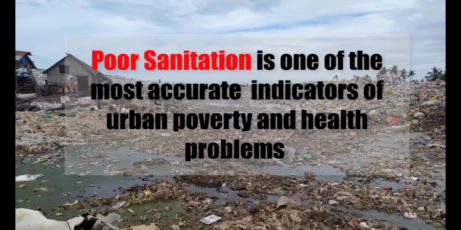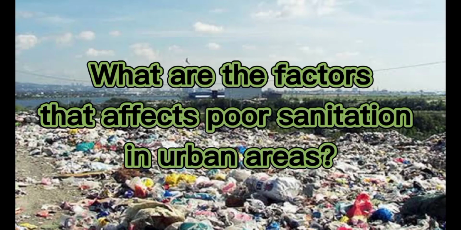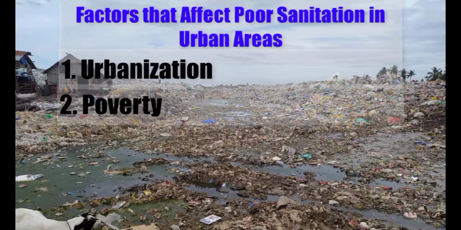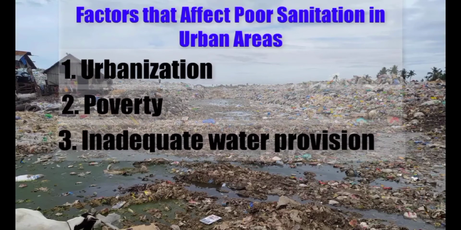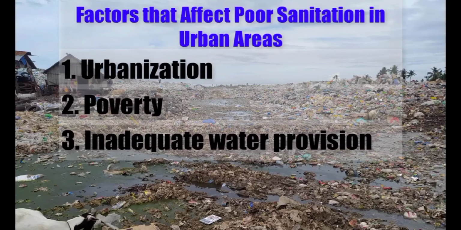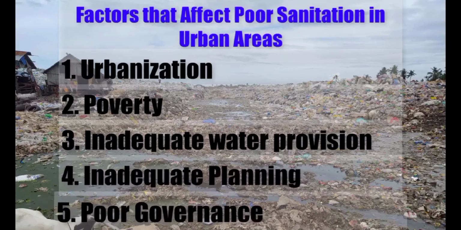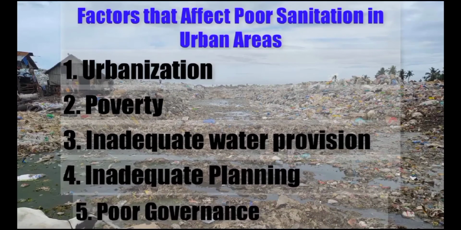Poor sanitation is one of the most accurate indicators of urban poverty and health problems. What are the factors that affect poor sanitation in urban areas? Number 1. Urbanization. Number 2. Poverty. Number 3. Inadequate water provision. Number 4. Inadequate planning. And number 5. Poor governance.